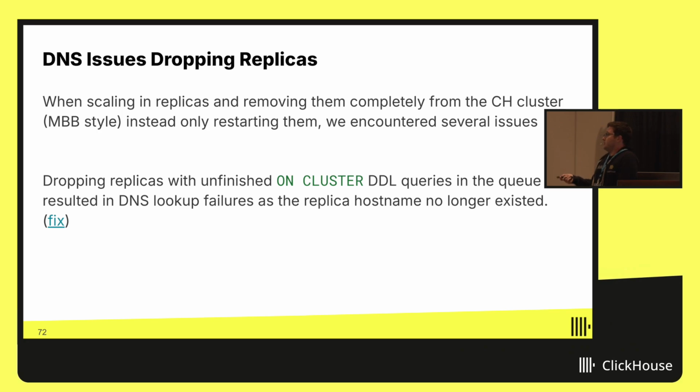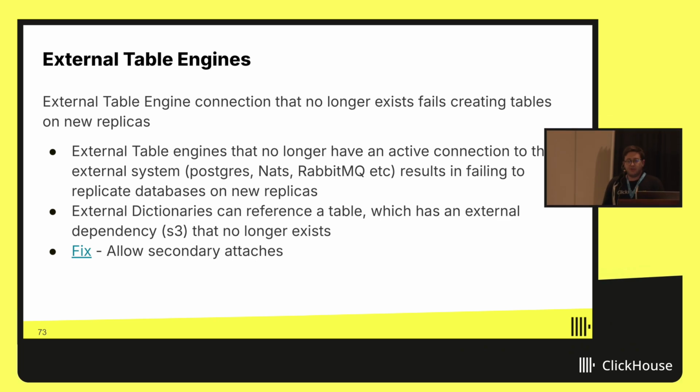Now, when we drop replicas from the cluster, they no longer exist. And ClickHouse was trying to resolve those DNS names and failing if there were any queries in the queue. So this was something where ClickHouse wasn't great at adaptively adding and removing replicas. We ended up fixing this in ClickHouse as part of this migration.